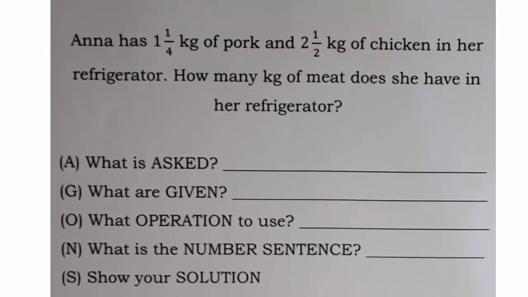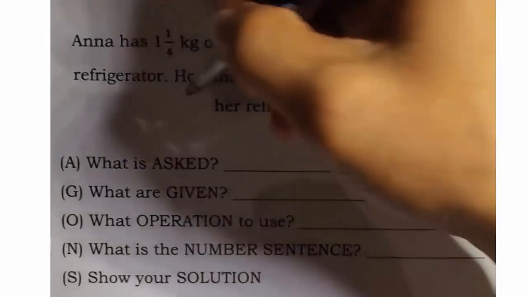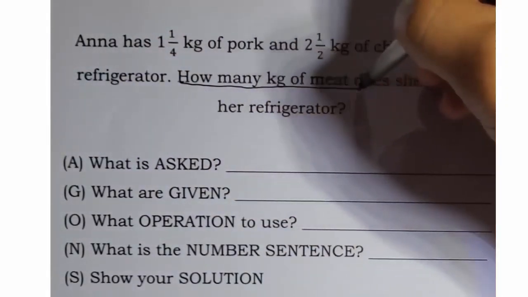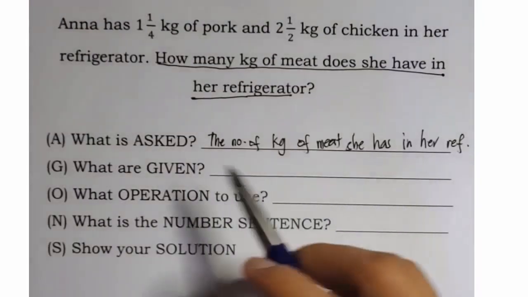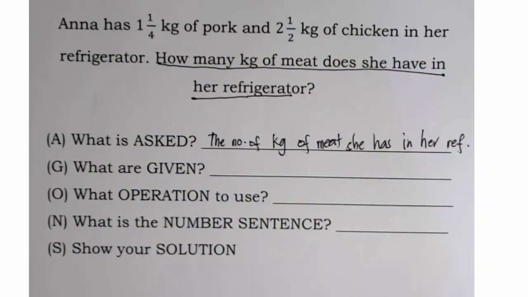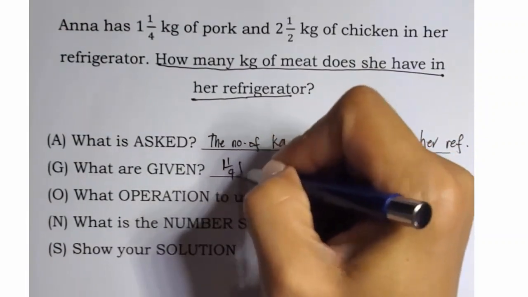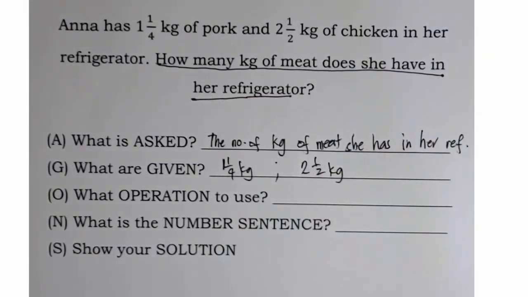For our next problem, Anna has 1 and 1/4 kilograms of pork and 2 and 1/2 kilograms of chicken in her refrigerator. How many kilograms of meat does she have in her refrigerator? Let us now solve this problem. What is asked in this problem is the number of kilograms of meat she has in her refrigerator. What are the given here? 1 and 1/4 kilograms of pork, and of course 2 and 1/2 kilograms of chicken.